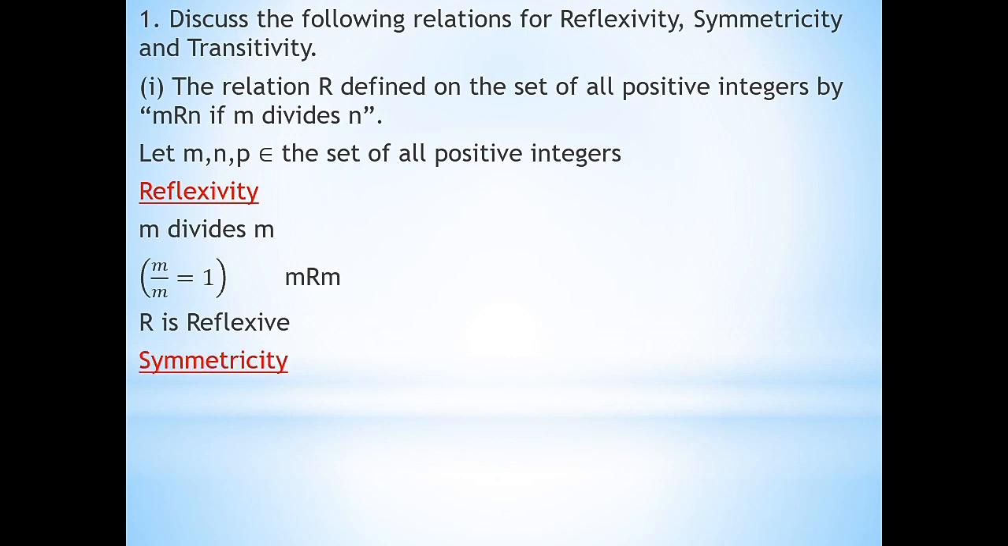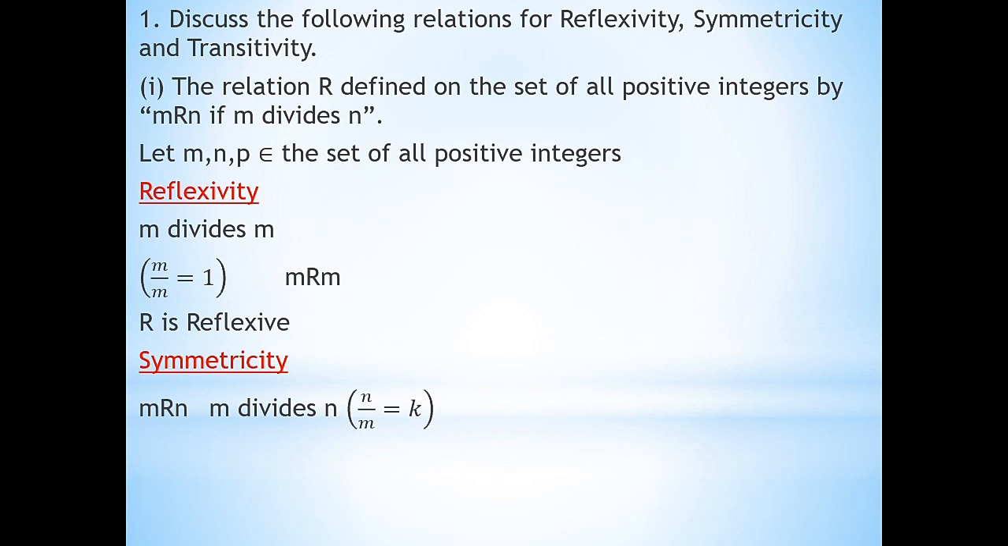I told one condition: a is related to b. Here m, n we have taken. So first we'll say m is related to n. It means what? m divides n. That is, n is divided by m. If you divide n by m, you will get one answer. So if you divide a positive number by a positive number, you are getting a positive number, so that is the condition already given.